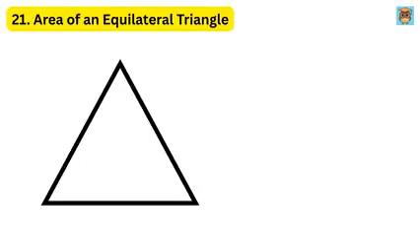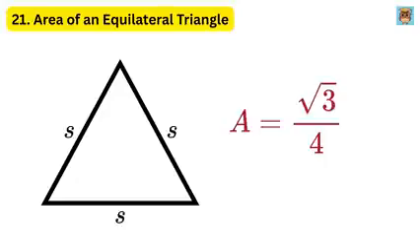21. Area of an equilateral triangle. For an equilateral triangle with side length s, the area is square root of 3 divided by 4 times s times s. This formula works only for equilateral triangles because of their perfect symmetry.